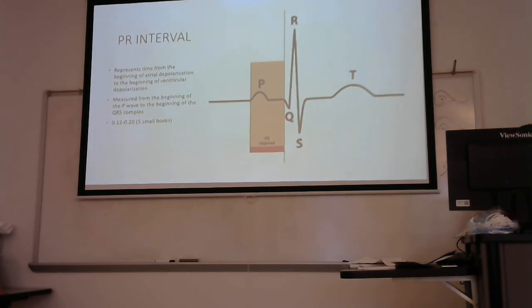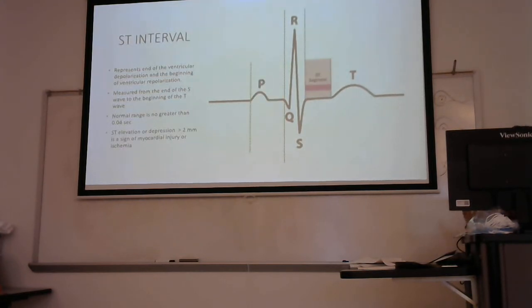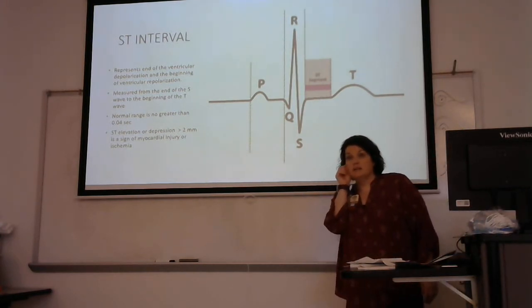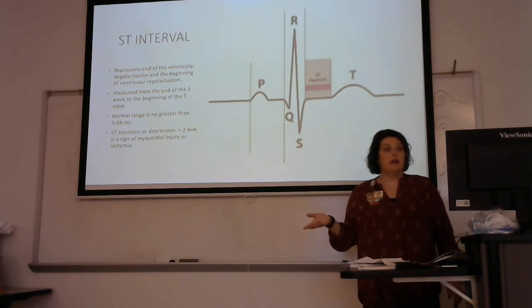Okay. The other interval that we look at is the ST interval. The reason we worry about ST is because if we have elevation or depression, that could be a sign of myocardial injury or ischemia. So we take those really seriously when we see any type of deviation in the ST interval. We measure the ST interval from the end of the S wave to the beginning of the T wave. And it's not really big, guys. It should be no more than 0.04. Well, remember 0.04, that's one small box. That's it. That's all it should be. Okay?